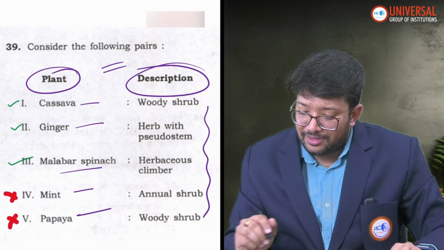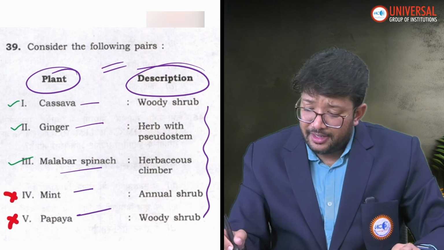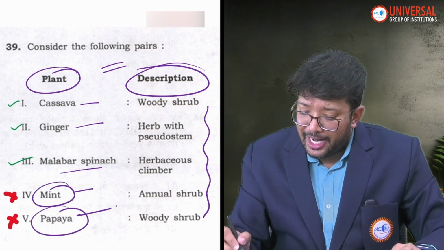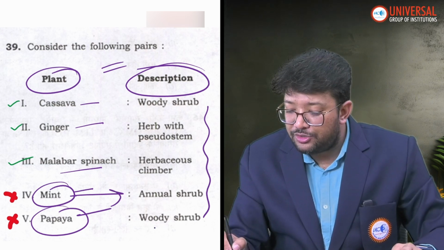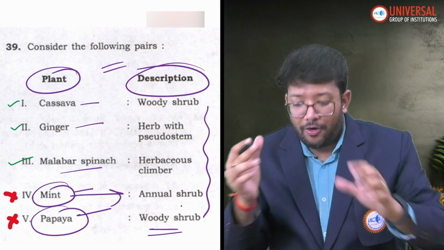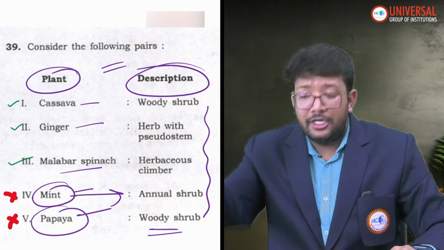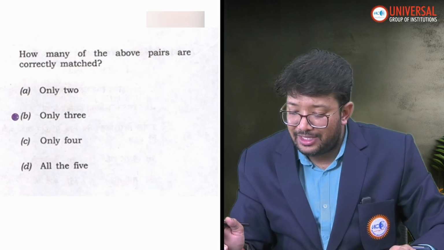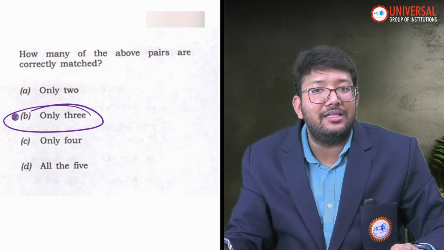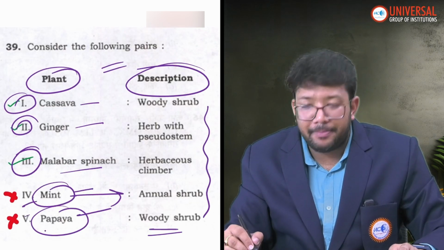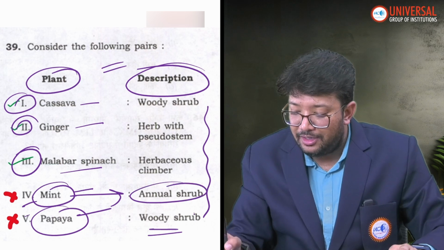Okay, so let's start with the answer: mint and papaya. Mint is not an annual shrub, it is seasonal. And second is papaya, it is not a woody shrub. The stem of the papaya tree is hollow. So let's take them one by one, starting with cassava. That's why only three, 1, 2, 3, is the right answer, because mint and papaya are not matching correctly.